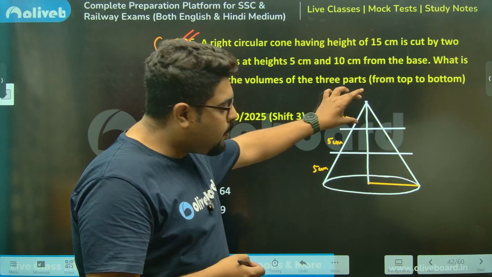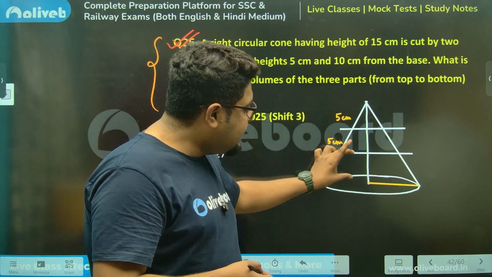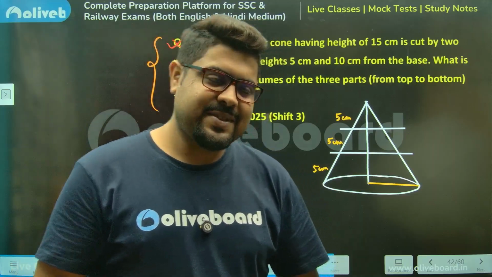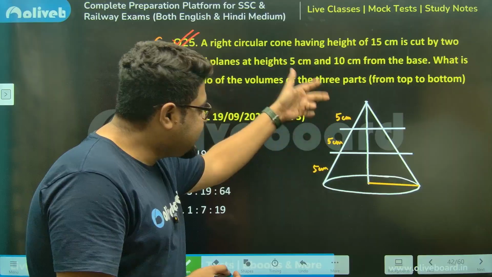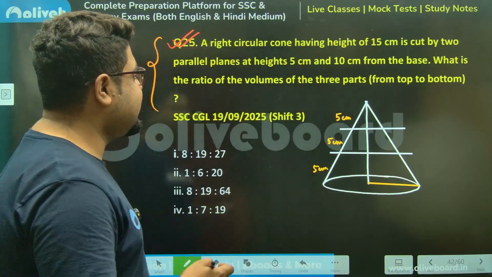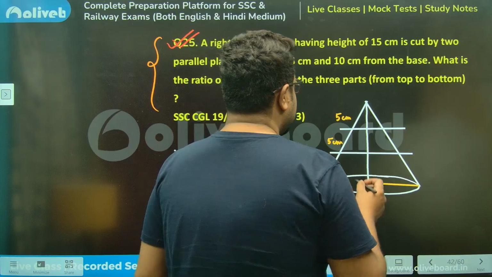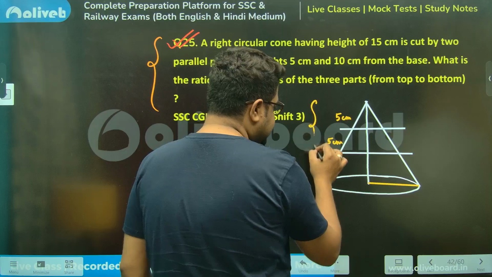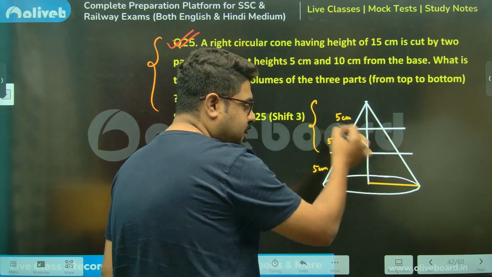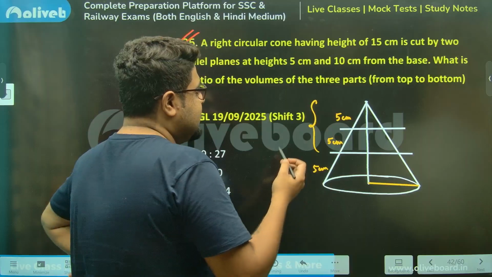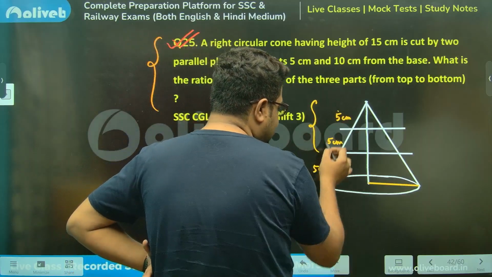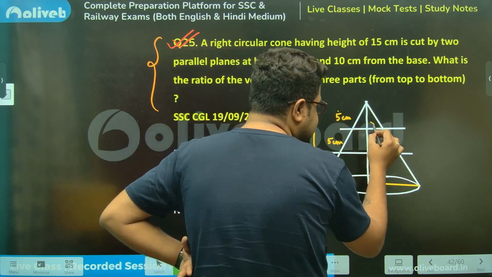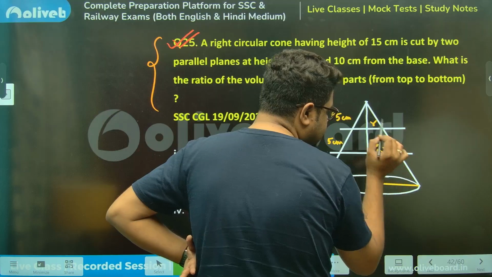So first, the top part is a cone. The other two parts are frustums. And the height is the same, sir, first of all. So if I take the first two parts, the ratio of the radius, let's find out. This is one part and the whole thing is two parts, 5 and 5, 10. 1 is to 2. So if this is R, sir, this is 2R.